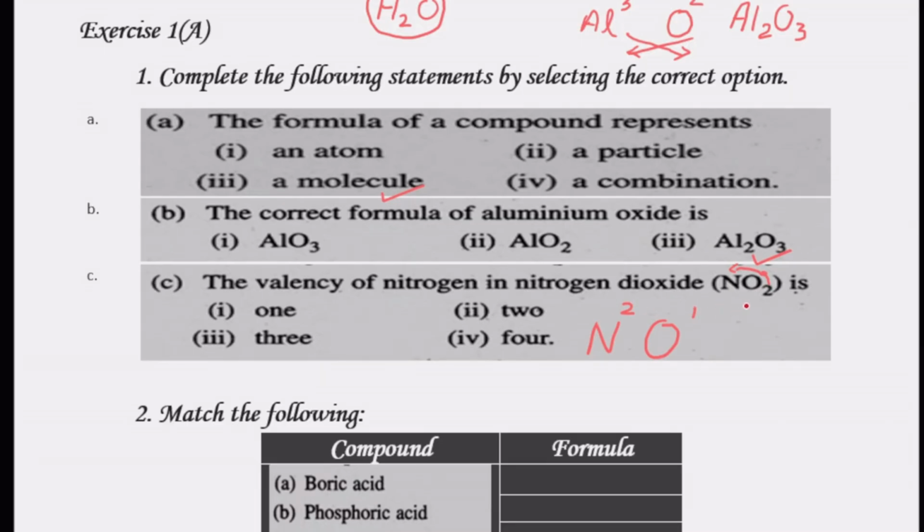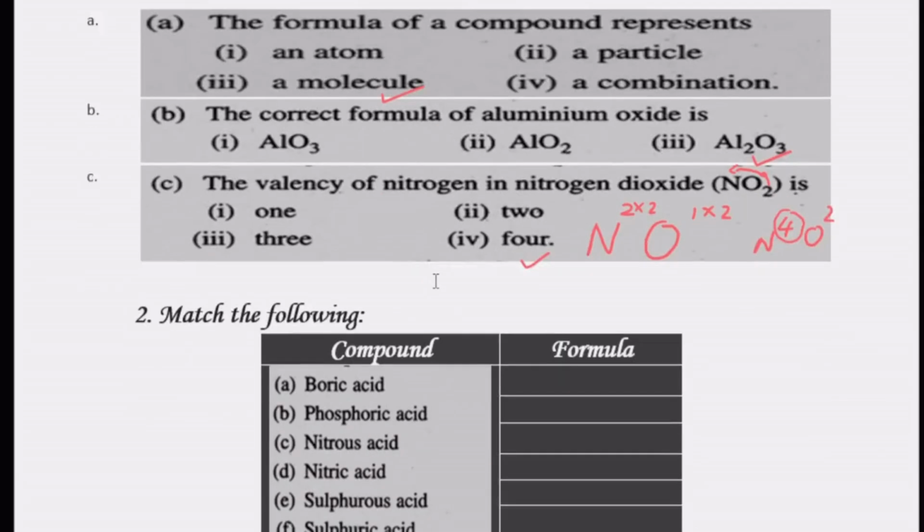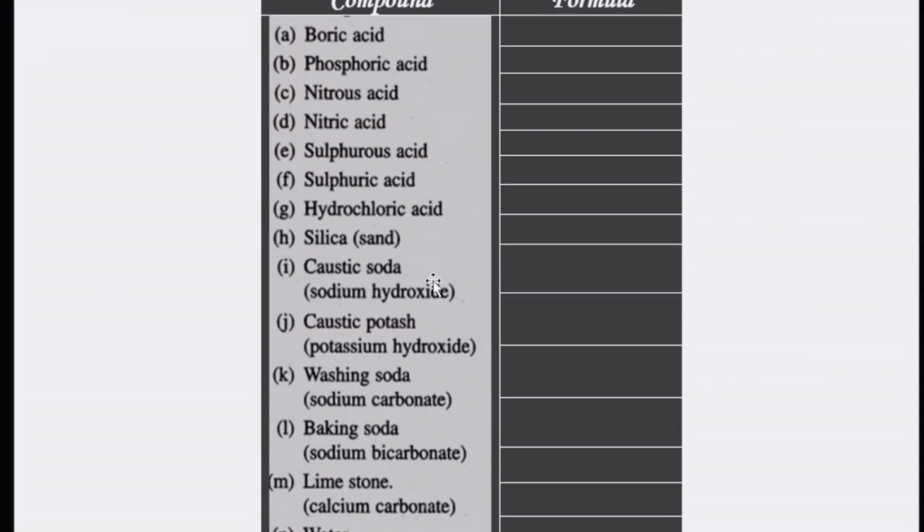After that, we know the valency of oxygen is 2. So what we are going to do is multiply on both sides with 2 like this. What will we get? N to the power of 4 and O to the power of 2. We know that the valency of oxygen is 2. Then what is the valency of nitrogen? It is 4. So the valency of nitrogen in nitrogen dioxide is 4. Hope it is clear.